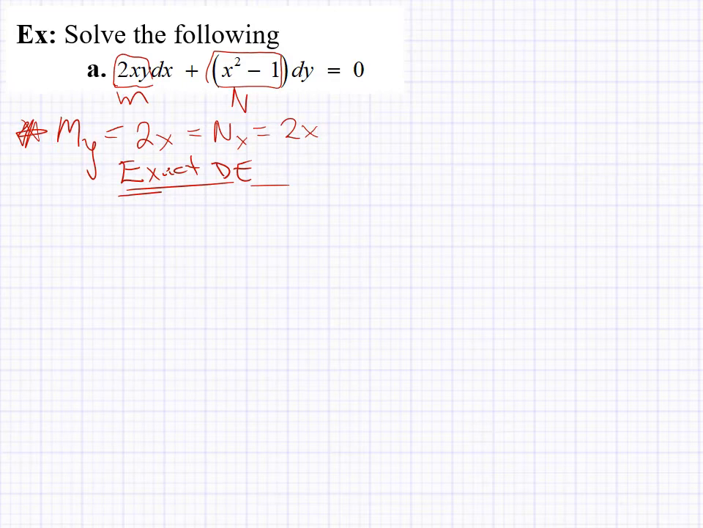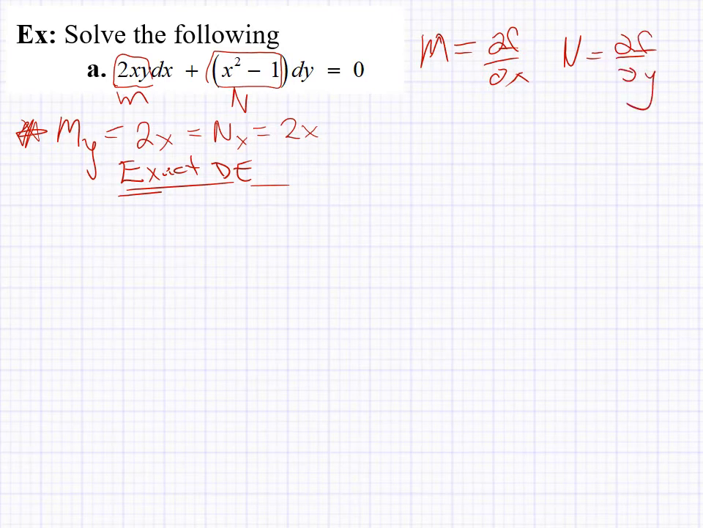To solve the differential equation, what we're saying is that, well, what we just showed is that m is actually the derivative of some function with respect to x, and n is the derivative of that exact same function with respect to y. That's what this just checked out. So now we got to find that function. So what I'm going to do is I'm going to integrate m with respect to x. And that's going to give me the integral of 2xy with respect to x.